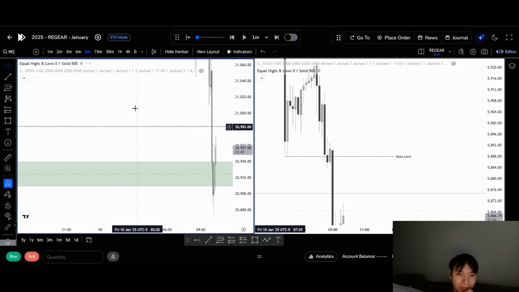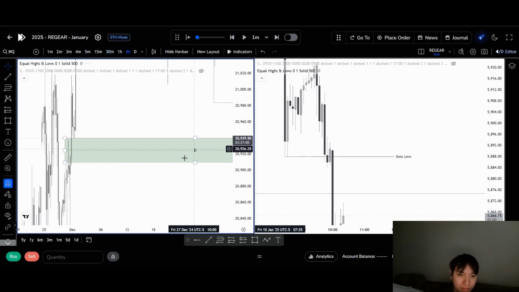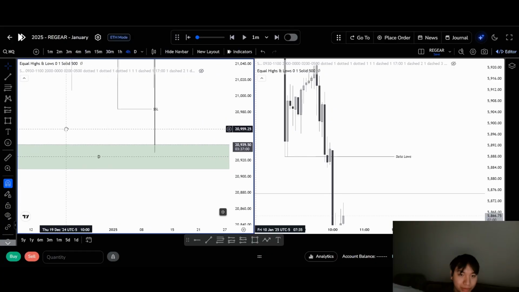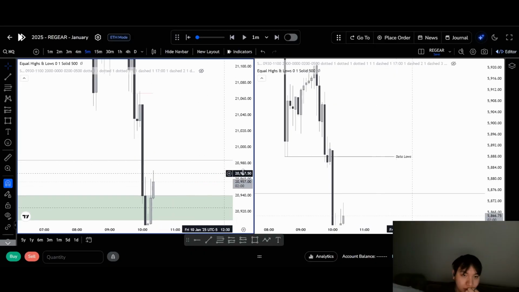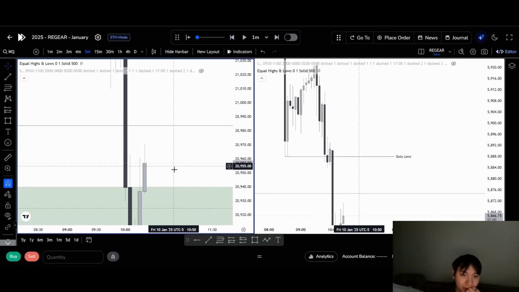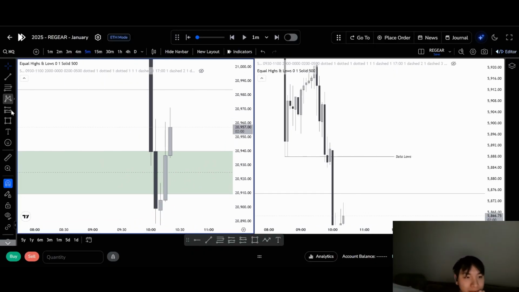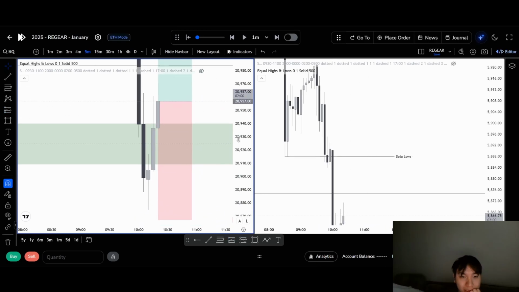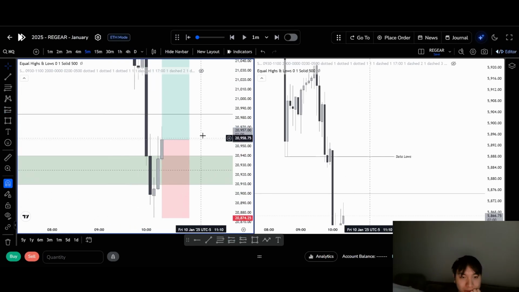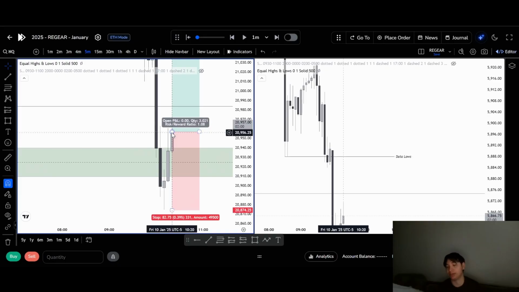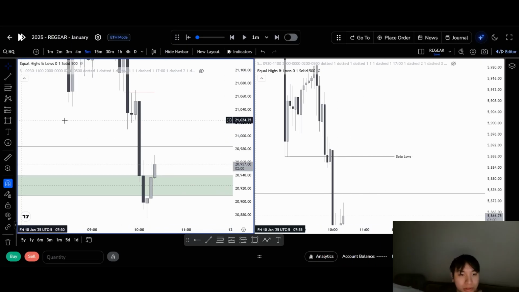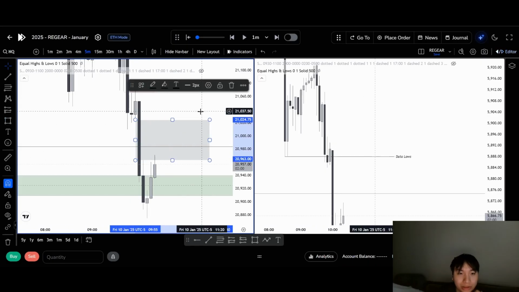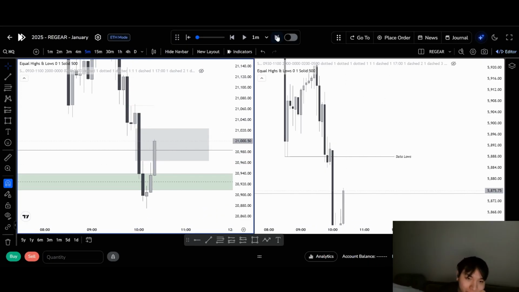Daily fair value gap. 4-hour gap below. Unfilled 5 here, we could have taken it here. But my bias was still bearish just because of the displacement. I didn't want to take longs. Let's see what this 5 minute does.